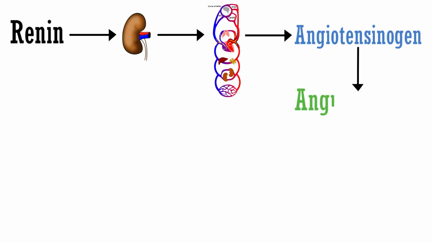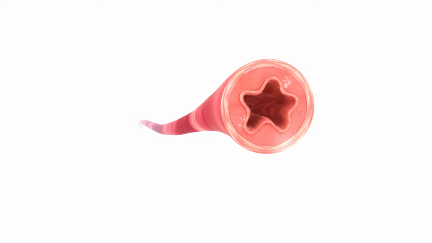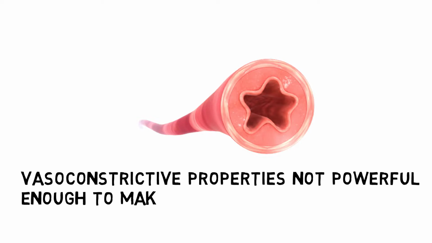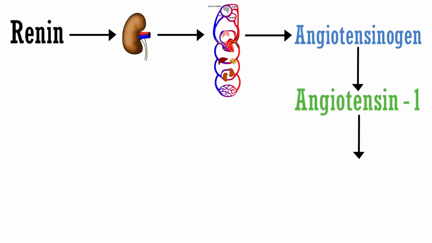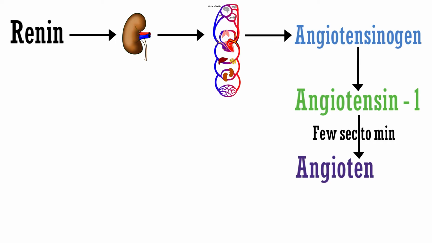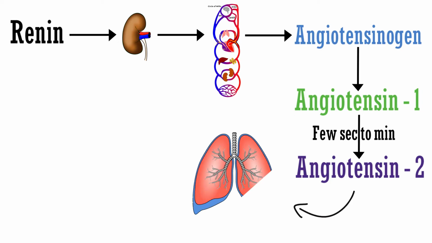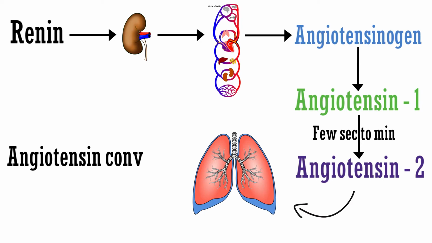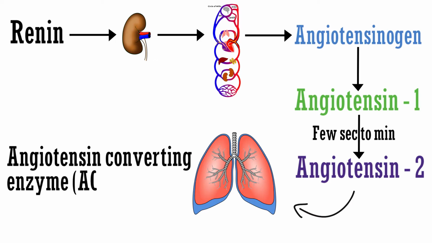Angiotensinogen releases a 10 amino acid peptide called angiotensin 1. Angiotensin 1 has vasoconstrictive properties, but they are not powerful enough to cause significant changes in the blood pressure. So, after a few seconds to minutes, it gets converted to an 8 amino acid peptide called angiotensin 2. Another thing to note is that the conversion of angiotensin 1 to angiotensin 2 is carried out in the lungs when the blood flows through the small vessels in the lungs. The enzyme responsible for this conversion is called angiotensin converting enzyme.